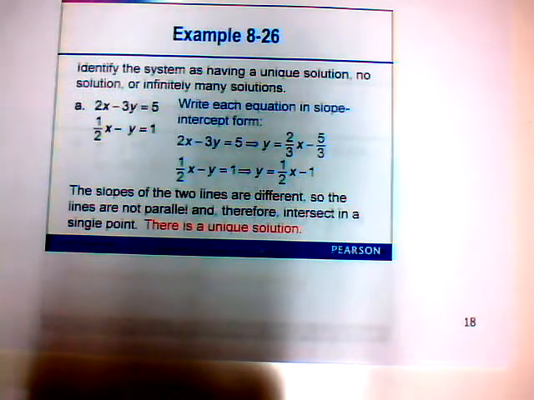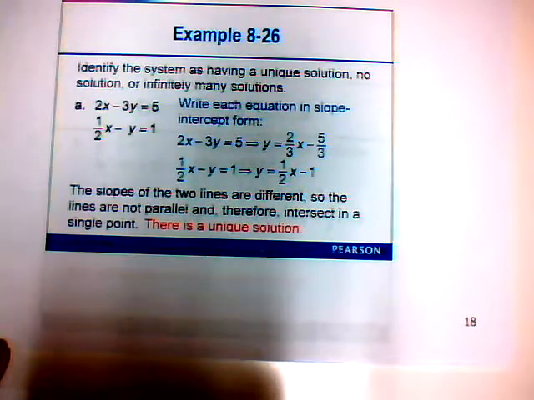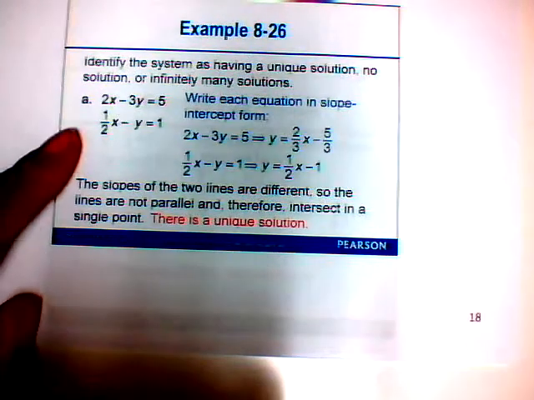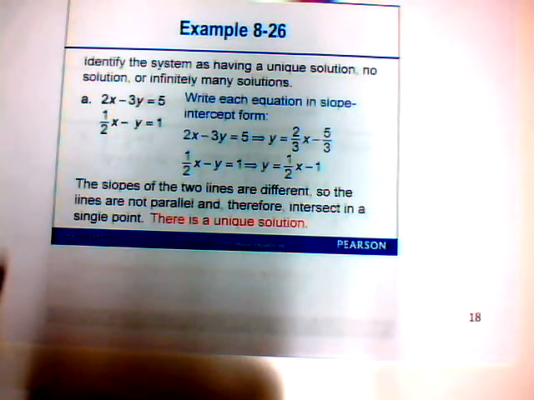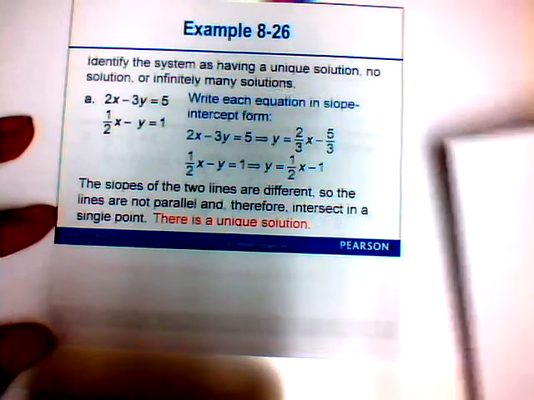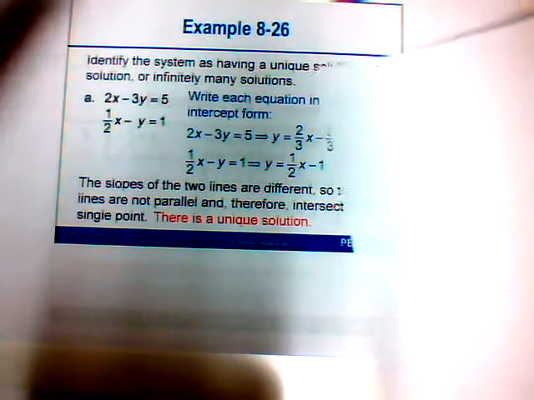Okay, let's look at this situation here. We want to identify the system as having a unique solution, no solution, or infinitely many solutions. Here we've got 2x minus 3y is equal to 5, and 1/2 x minus y is equal to 1. Now, what they did was write each equation in slope-intercept form.